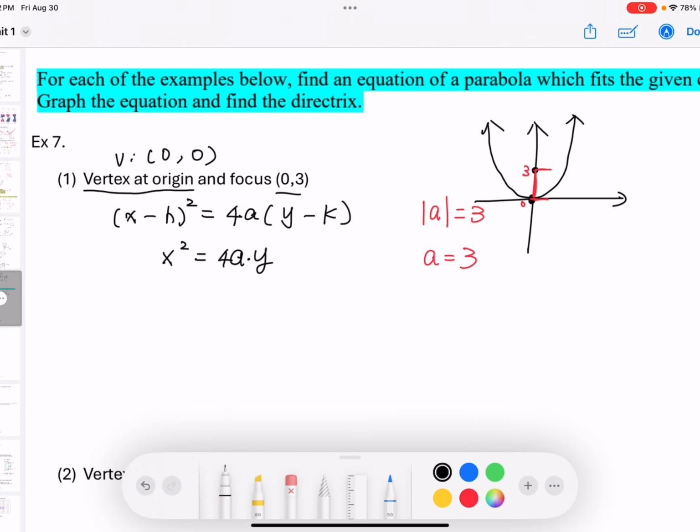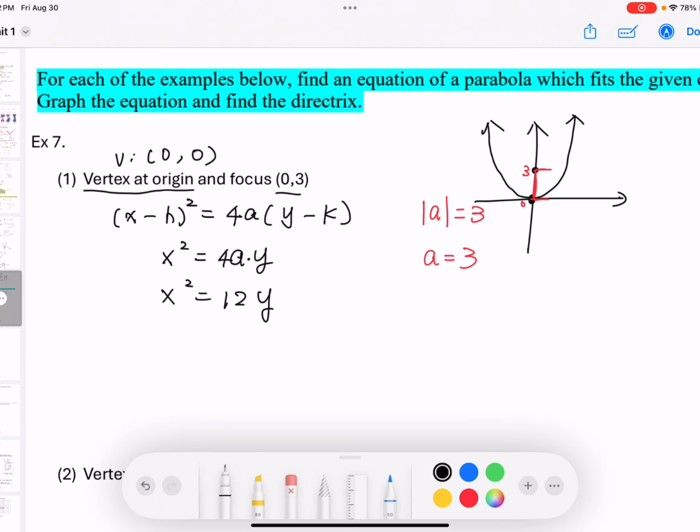Now we can input the a in the equation. We have 4 times 3, which is 12y. So x squared is equal to 12y. This is our function. This is our equation.